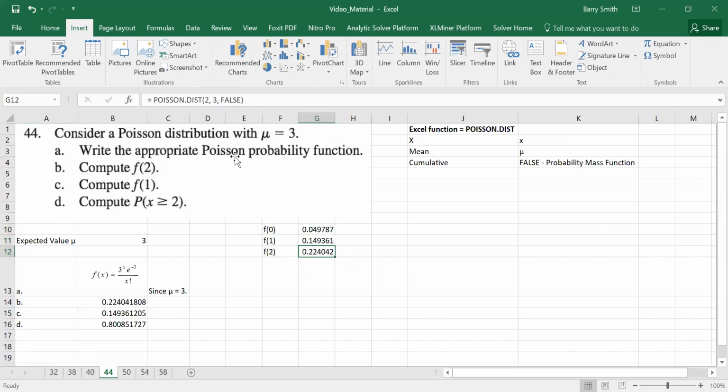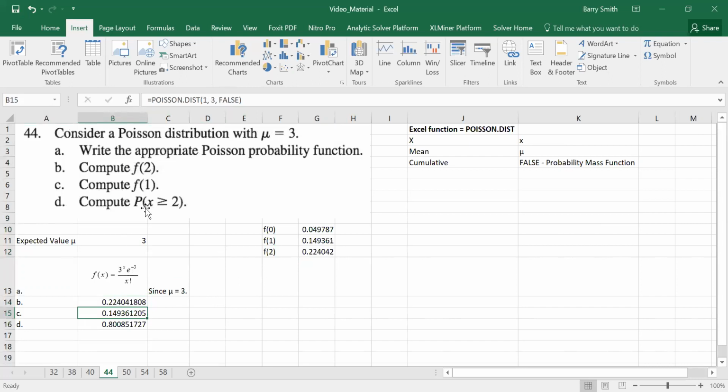All right, so what is the appropriate Poisson probability function? With mu equals 3, we just plug mu equals 3 into the function, and that's what we get here. So f of x is going to be 3 to the x, e to the minus 3 over x factorial. And that's just because, again, the mu is equal to 3, so we just plug that in. Now f of 2, well, I did that already. That's 0.224, and so I just put it in again. F of 1, well, that's already been calculated too, and I just plugged it in there.